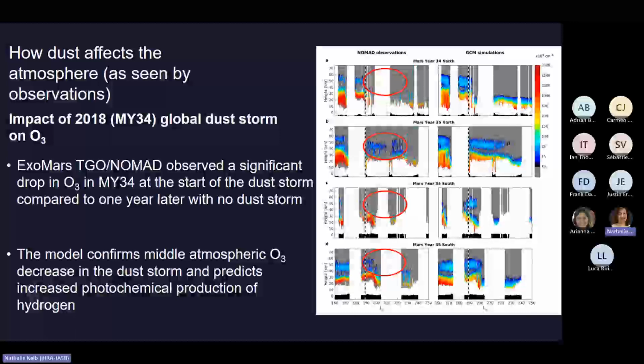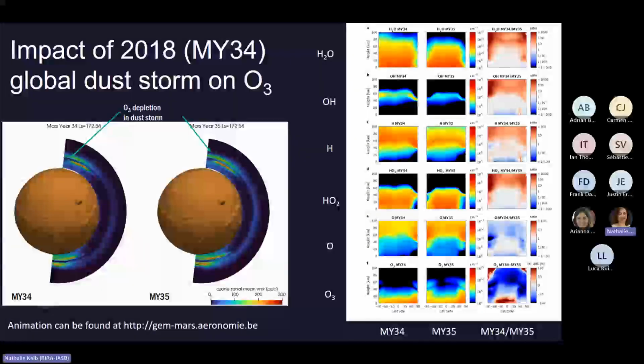So on the other side are GCM simulations. We also had the disappearance of ozone there. That's a cool movie. It's just showing Mars. This is the dust storm year. This is the non-dust storm year. It's a zonal mean sliced onto the atmosphere, and you'll see that the ozone disappears.